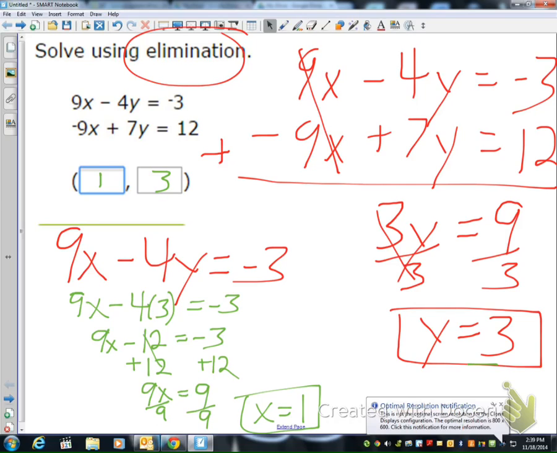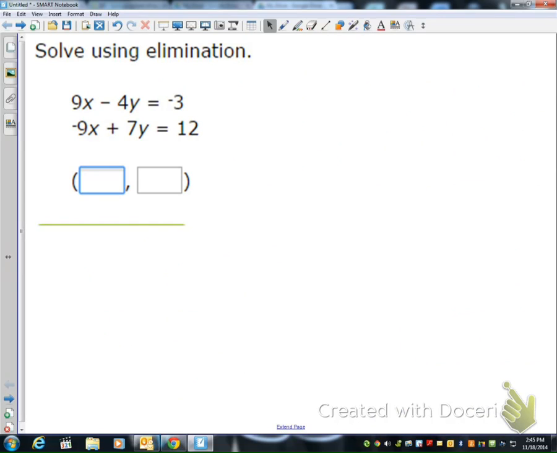What was the second equation? Negative 9 times 1 plus 7 times 3. Yeah, I got 12. All right. Putting 7 times the 1. Now, let's look at another one.